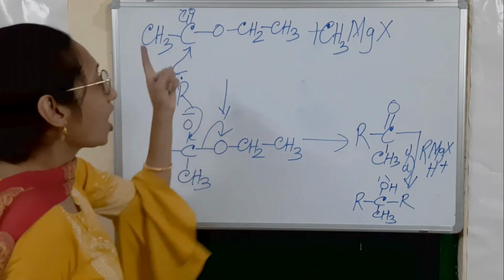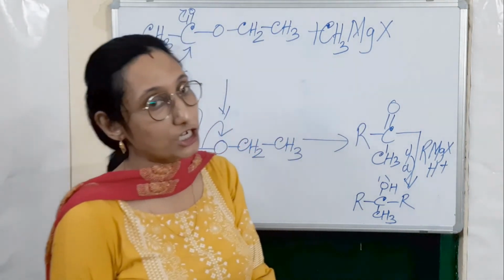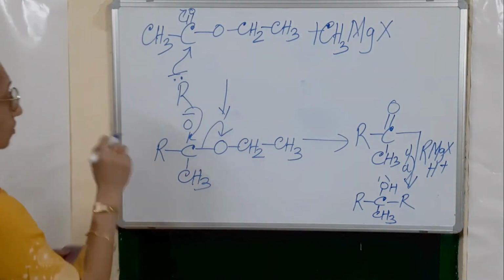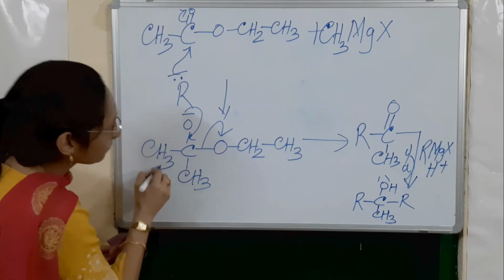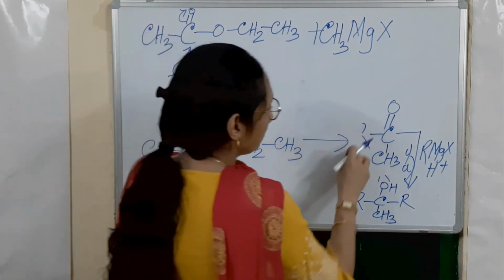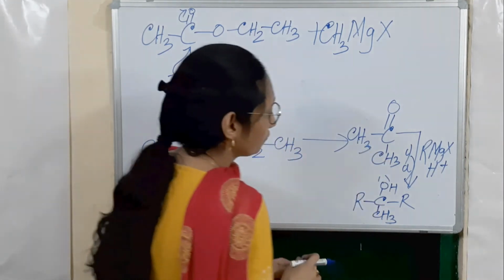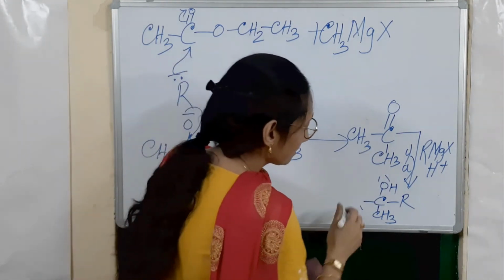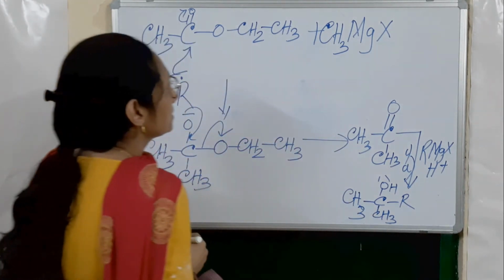Now let us see how ethyl acetate reacts with methyl magnesium halide. So here I will put CH3. Again here it will be CH3 and here again CH3.